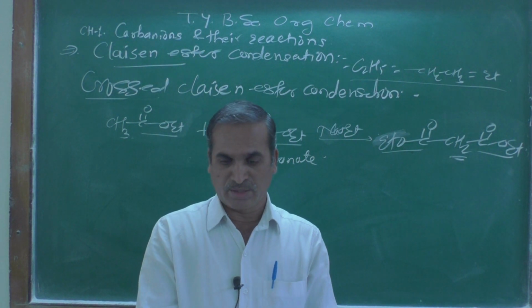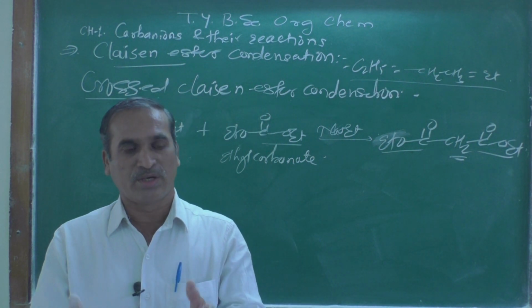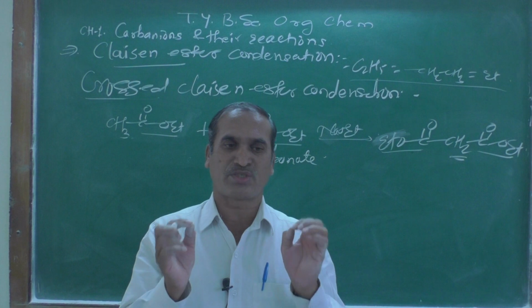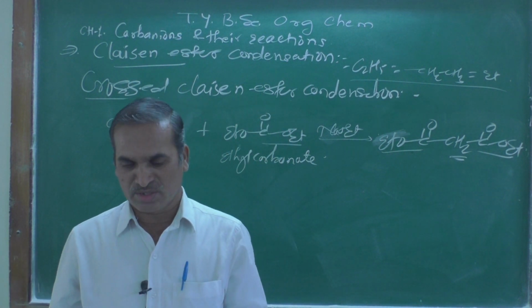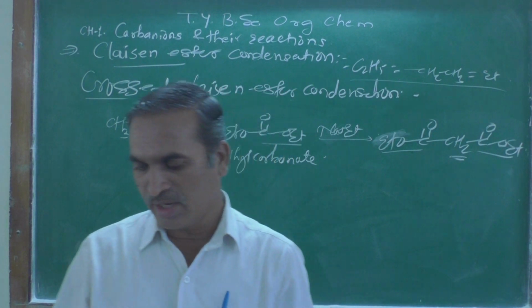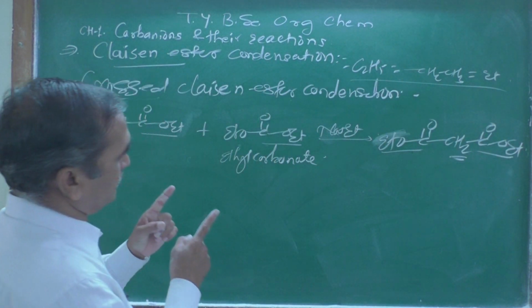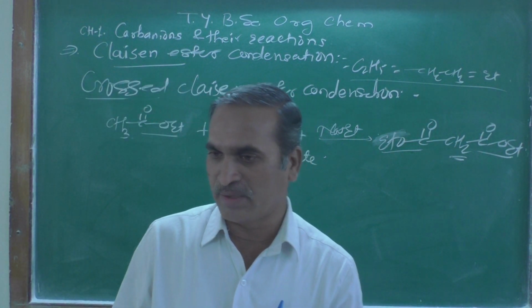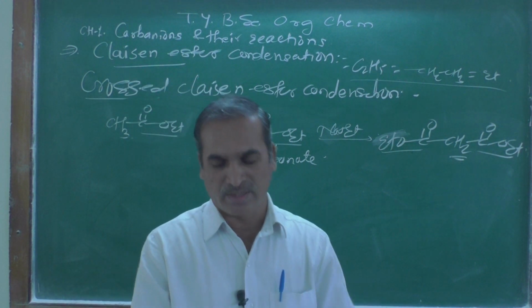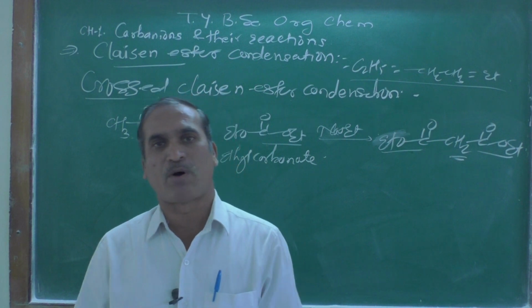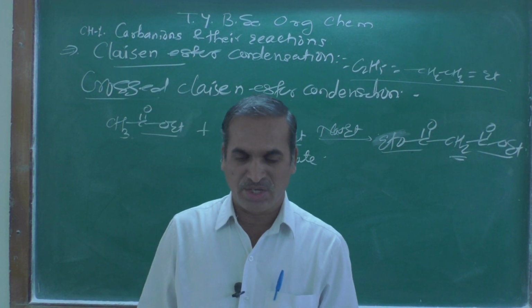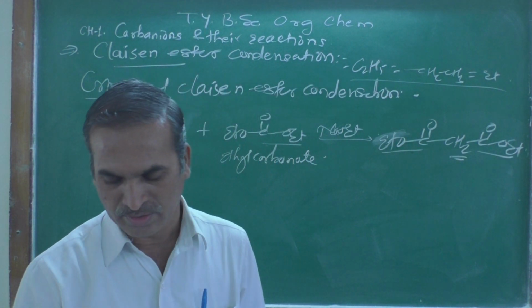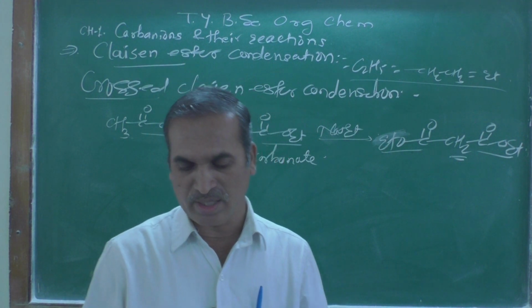I think you are now able to predict the product of cross aldol condensation reaction, or maybe a simple aldol condensation reaction. Is there a need to give more examples? I don't think so; these are enough examples to understand the concept of cross Claisen ester reaction, and synthetically it is very useful as far as organic chemistry is concerned.